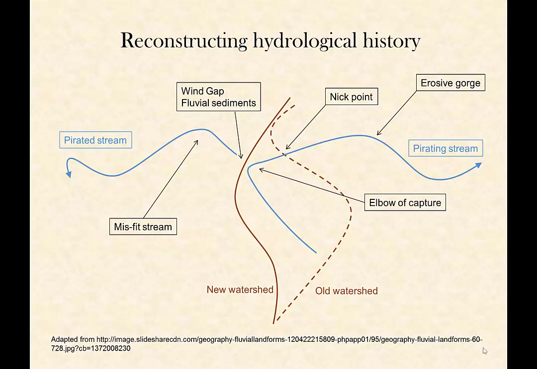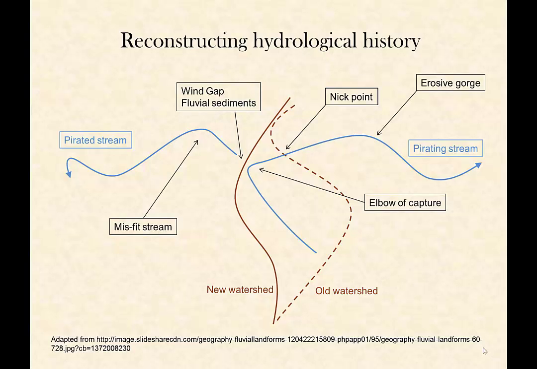So this is a river pirate. Remember, a river capture event is also called river piracy. The stream used to run through like that; this was the old watershed, in dashed brackets. Then something happened: this stream eroded into this channel, captured the upper part of the river, and it now flows this direction. What evidence is there in the landscape that allows us to say that this kind of thing happened? Well, there's a variety of things we can look for.